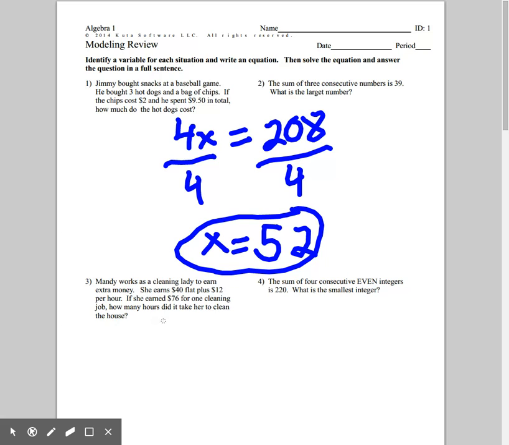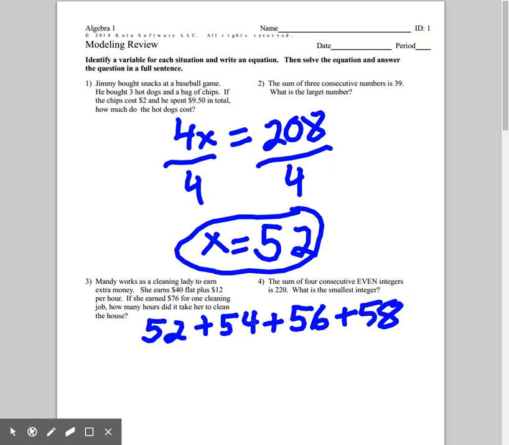Okay, let's see if this works out. If I start with 52, the next even number is 54. The next even number is 56. And the next even number is 58. So 6 plus 4 is 10. 8 plus 2 is also 10. So carry the 1, carry the 1. 5 plus 5 plus 5 plus 5 is 20, plus 2 is 22. So we have 220.